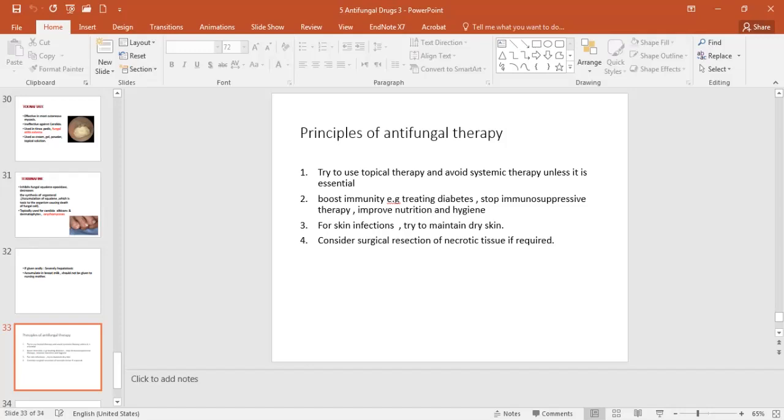Consider surgical resection of necrotic tissue if required. Sometimes there is damage to the skin or certain areas of the body, severe damage resulting from these fungal infections. So sometimes we may consider surgical removal of the dead tissue.